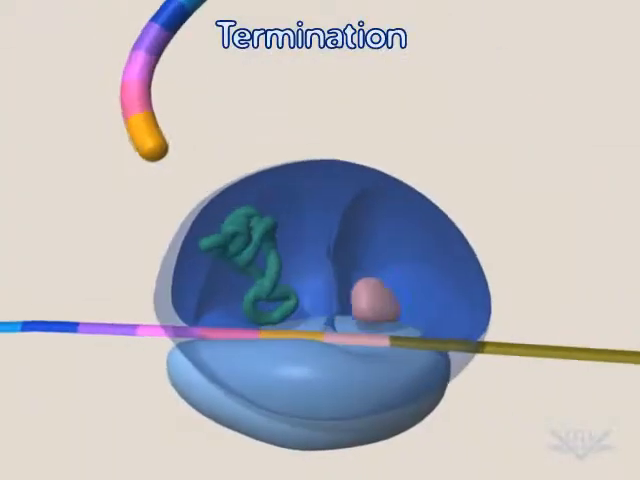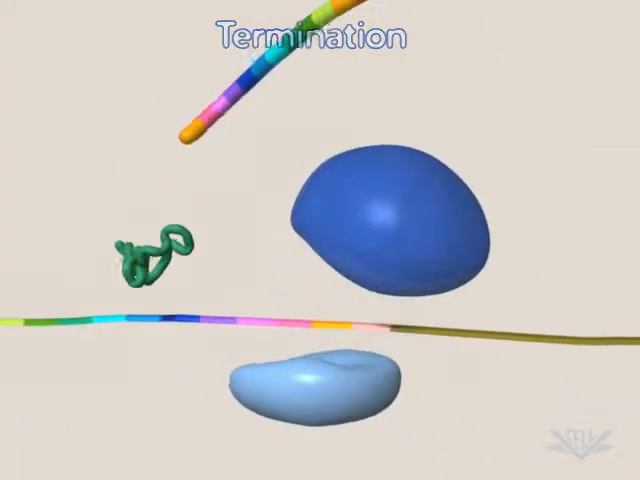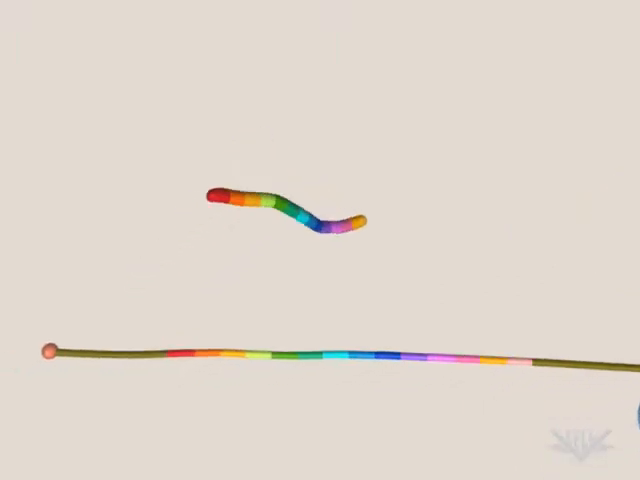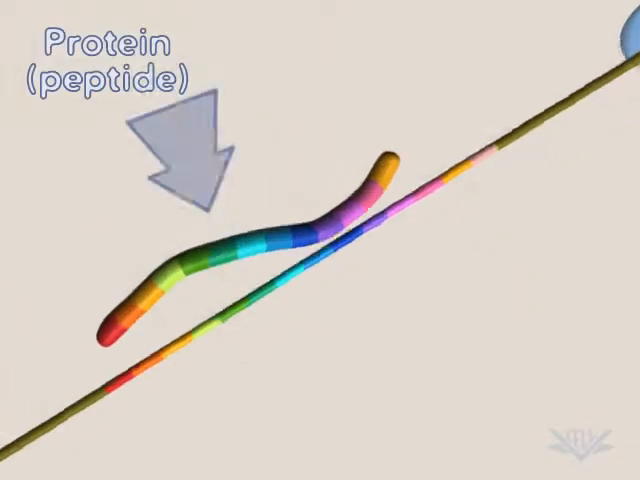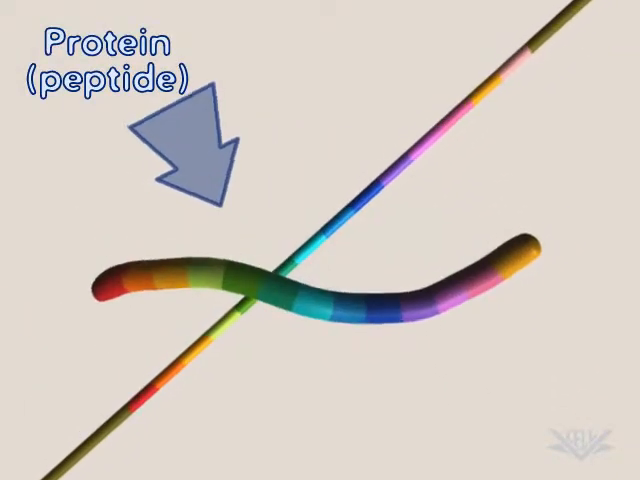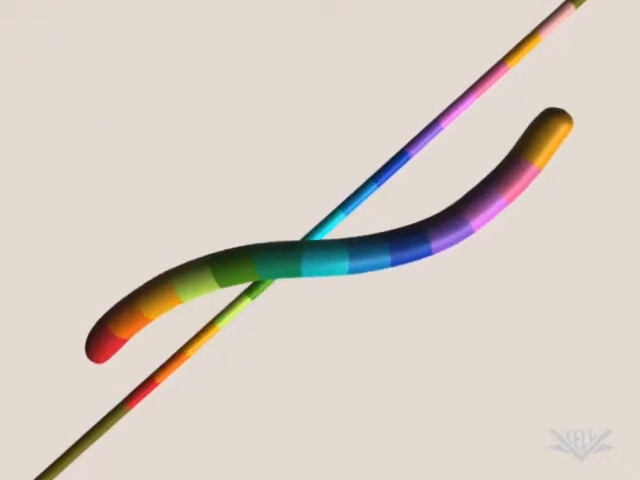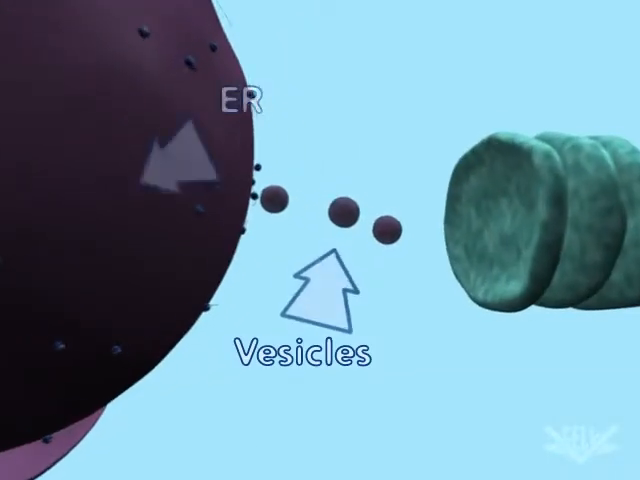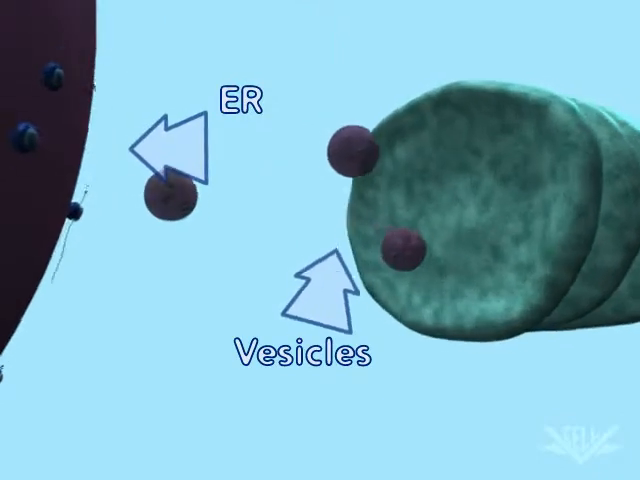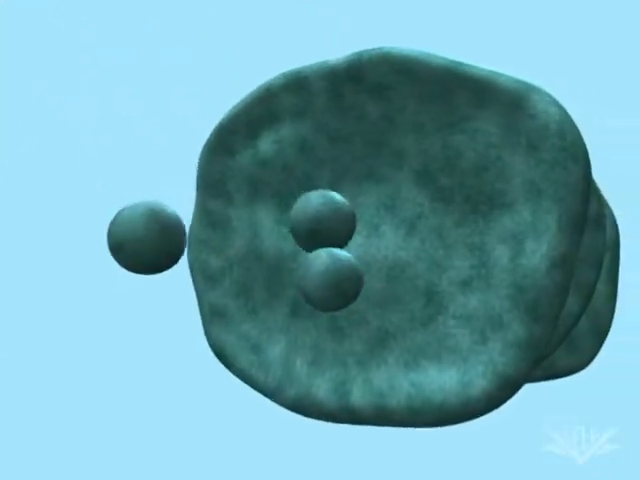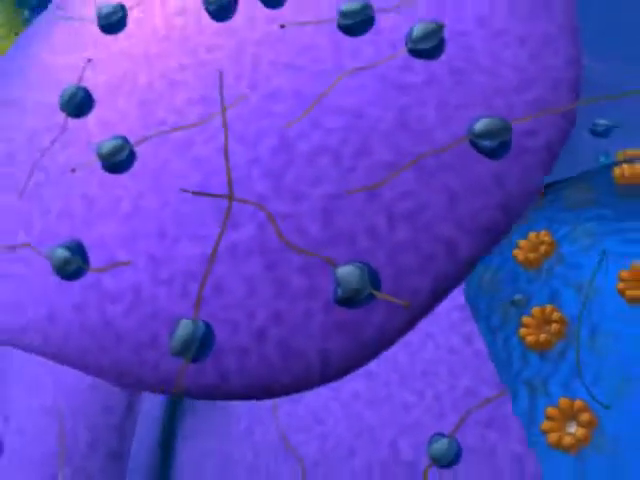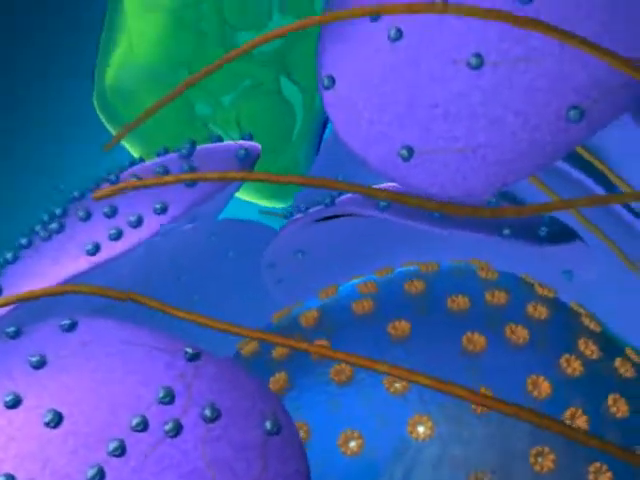Proteins are the product of translation. Although some of these proteins stay within the cytoplasm, others are trafficked to different locations within the cell, and some are exported from the cell. Most of this trafficking involves the endoplasmic reticulum, or ER, and the Golgi apparatus. We are now looking at the ER, or endoplasmic reticulum.